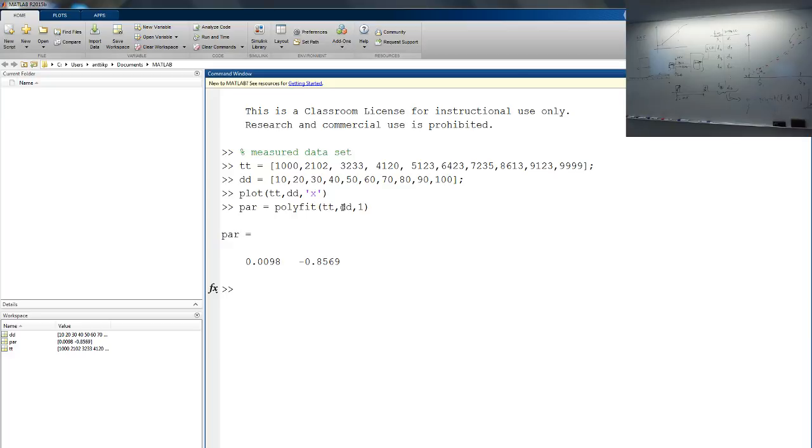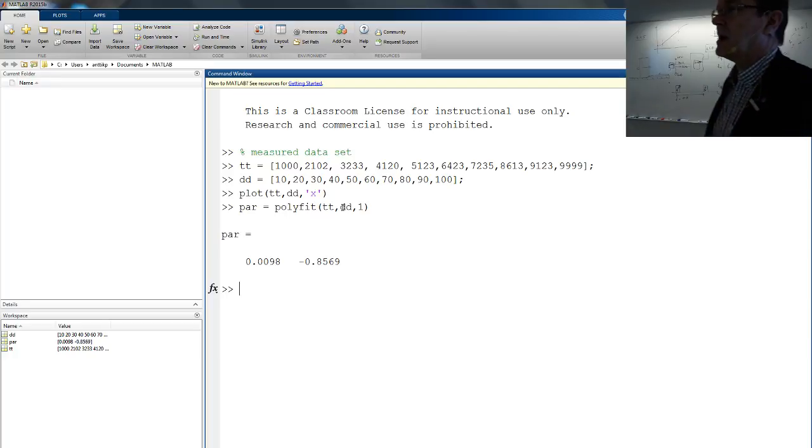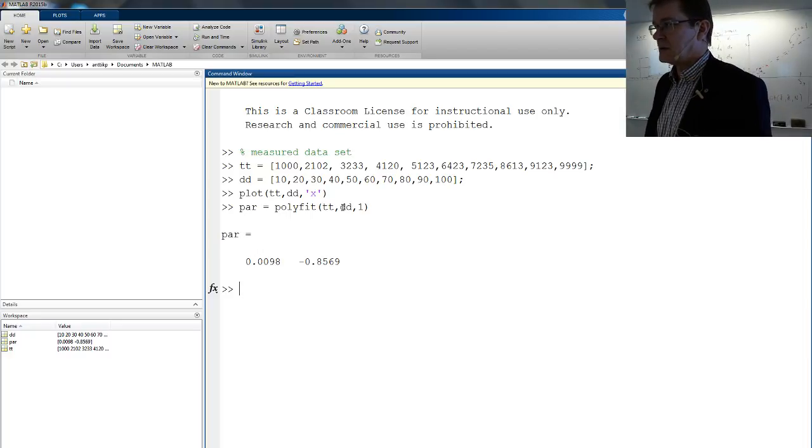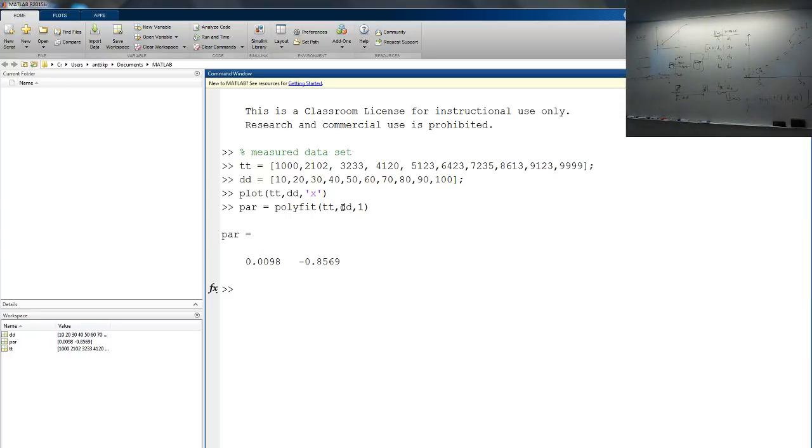So those are the polynomial coefficients, with the highest polynomial order first. My model for calibration of the system is that my distance is 0.0098 times the t I'm calculating, minus 0.8569. So that's the model.